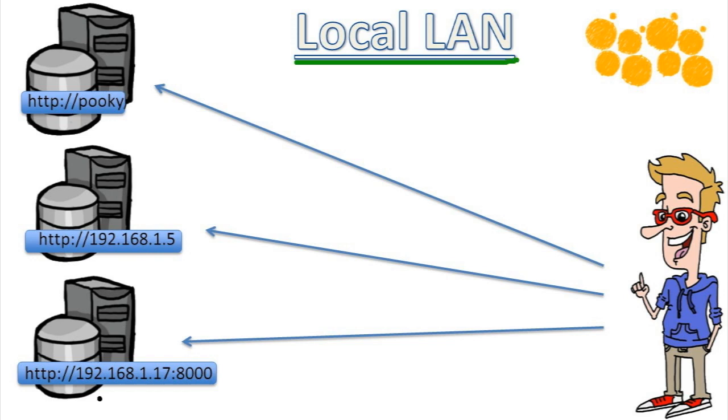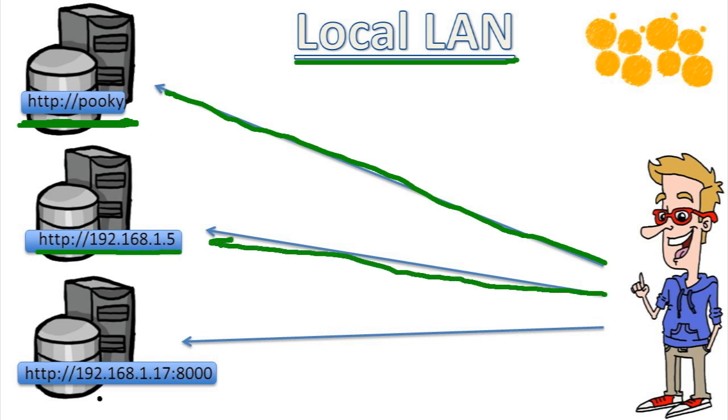Now you'll see this server up here. It has a DNS name of Pookie. Now, I'm a Garfield fan, so a lot of my stuff has to do with Garfield. But Pookie is the name of the server. When he goes to HTTP Pookie, he gets directly to that because he's on the same LAN. Now, the same thing with this server. It's at this IP address, 192.168.1.5. So when he goes to that IP address, he gets that web server.